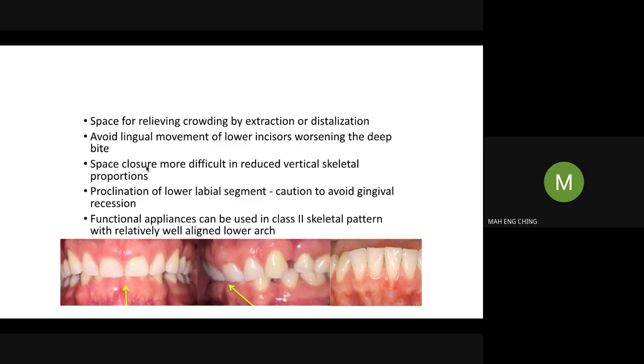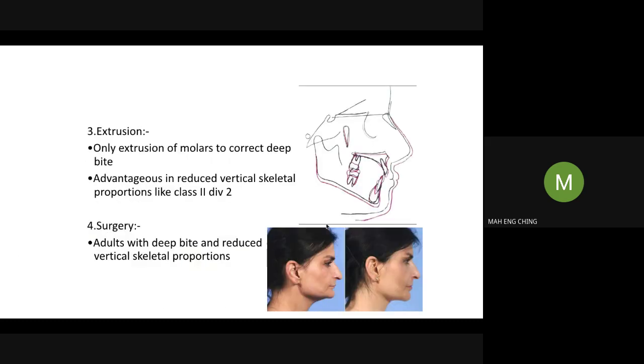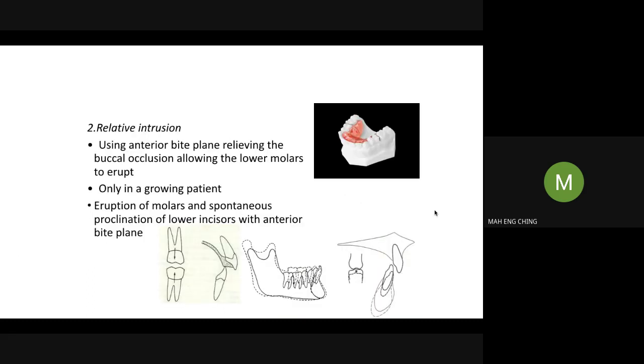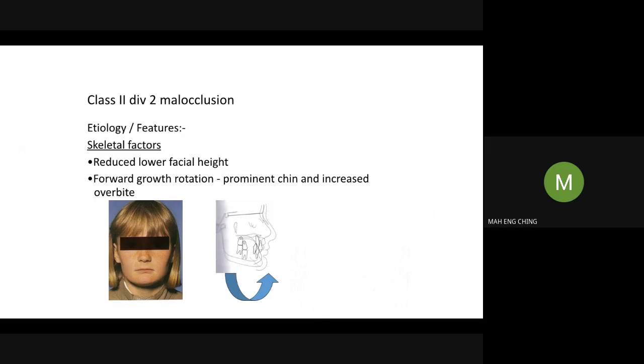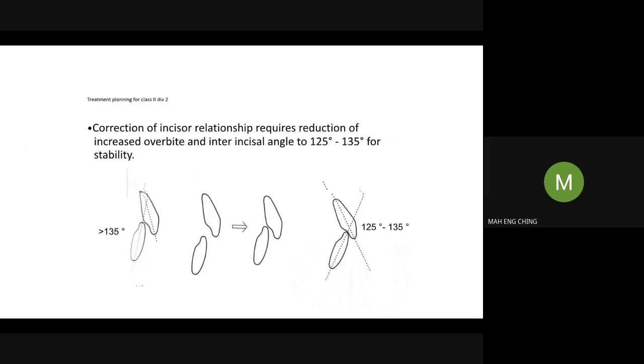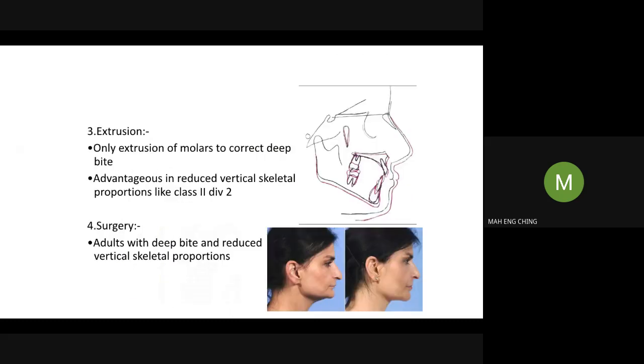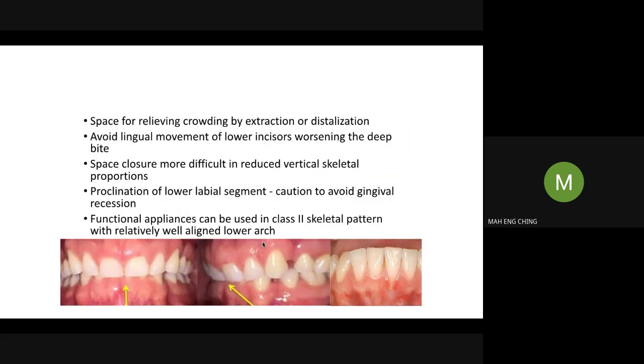And space closure is more difficult in reduced vertical skeletal proportion. So let's say a short face with a reduced angle. So forward rotation, short face. With this kind of patient, if you do extraction of premolar, it'll be more difficult for the space closure because the muscle is stronger. Then they usually lock the jaw together. That makes the space closure a bit more difficult.